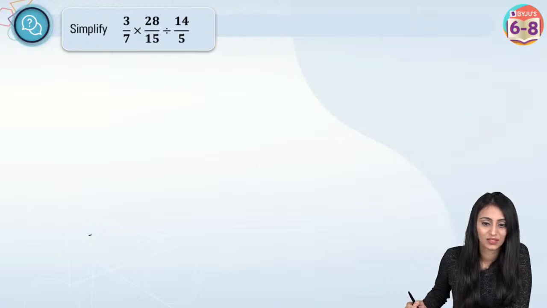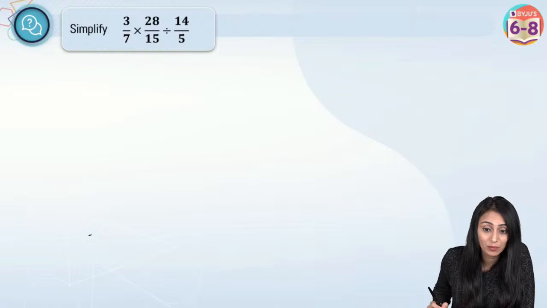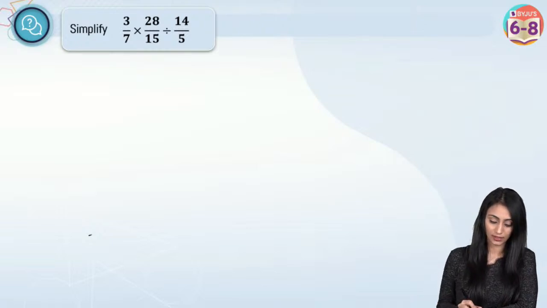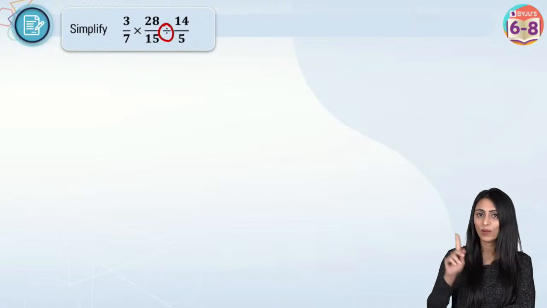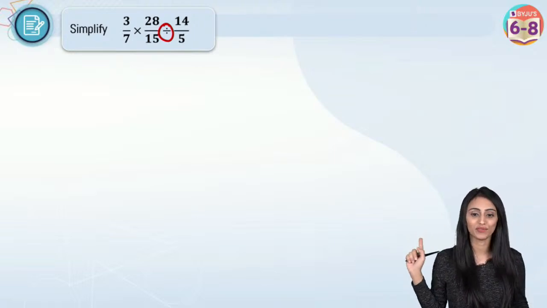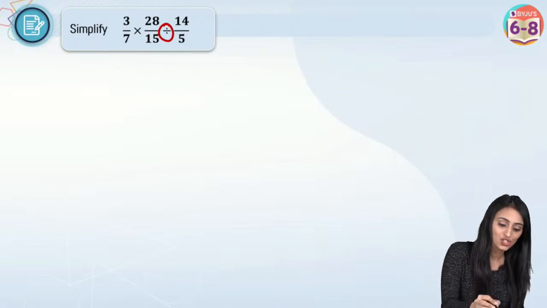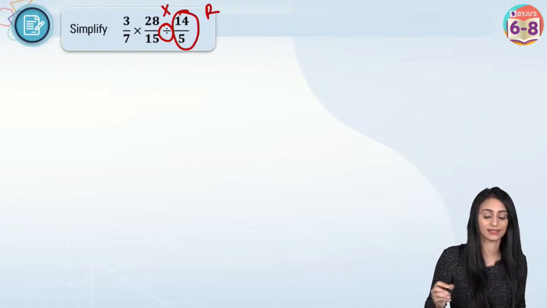Thank you. Everybody says 2 by 7 and 3 by 33. Okay, let's check the answer. You can see this division symbol over here. I hope everybody knows what we have to do with this division symbol. We have to change it to multiplication and take the reciprocal of this.